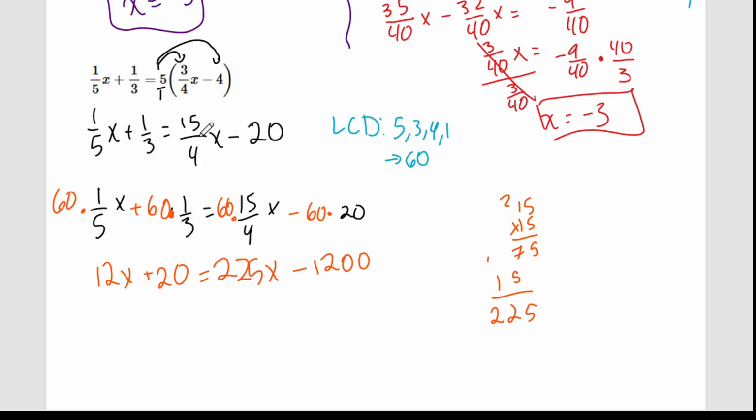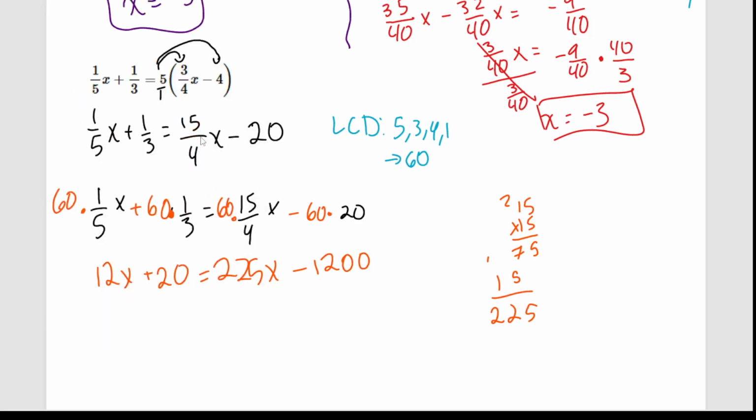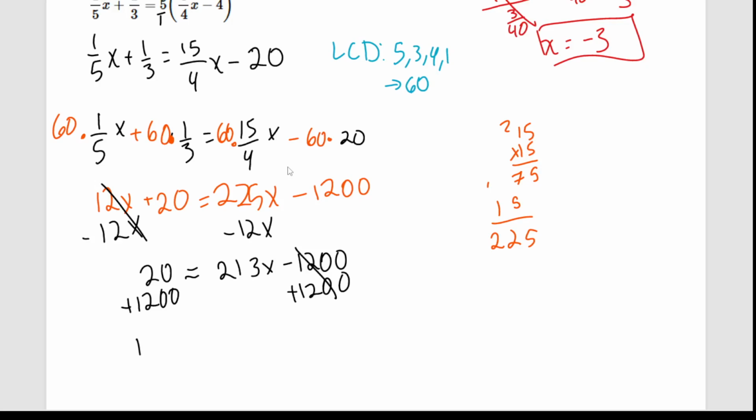Then we're going to want to just keep on going. So here we're going to, again, still want to move all variables to one side, all numbers to the other. So I would subtract 12x in particular in order to get us 213x minus 1200 is equal to 20. Then I would want to add 1200 on both sides to undo subtracting 1200. That would leave us with 1220 is equal to 213x.